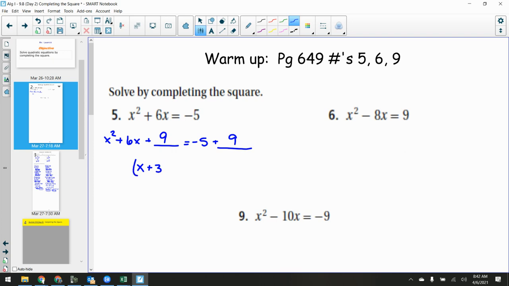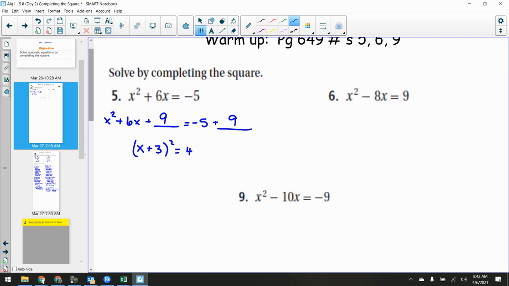So it's an x plus 3 squared is equal to 4. And then when I square root it, what do I not want to forget? When I square root? The plus or minus. X plus 3 is equal to plus or minus 2. Which means I've got x plus 3 is equal to positive 2.